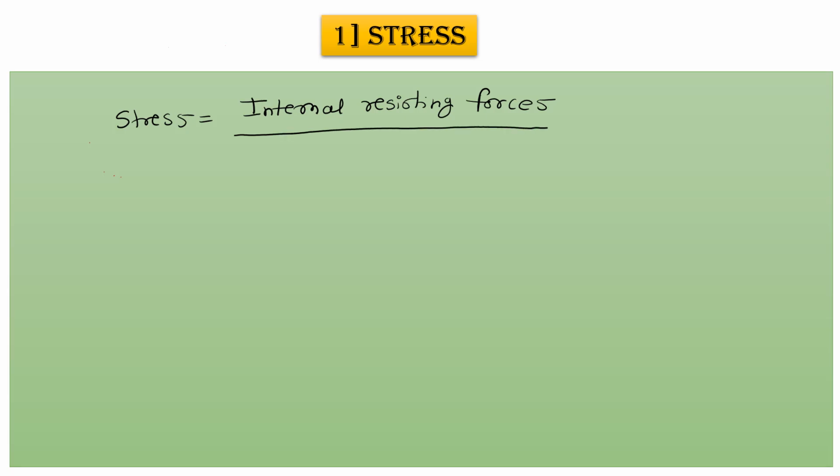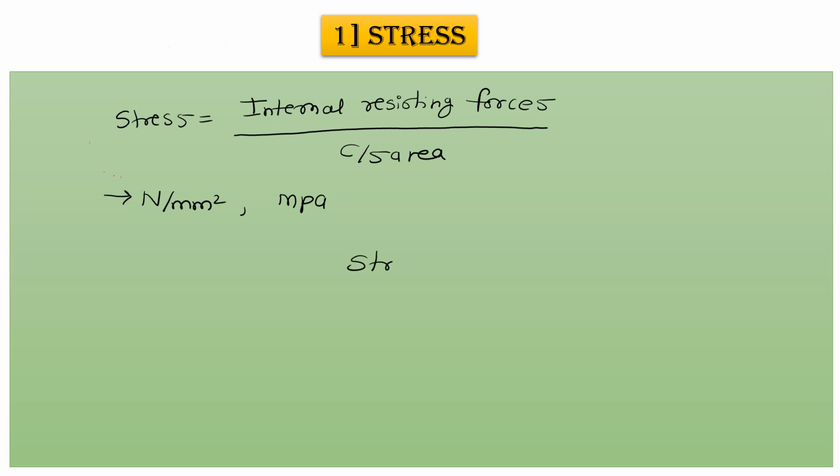First is stress. Stress is nothing but an internal resisting force applied on a body. Internal resisting force is the force applied by a body in response to some application of force on the other side. It is the inner resisting force for any action. Per unit cross-sectional area, it is a stress, and the unit for stress is Newton per mm square and megapascal.